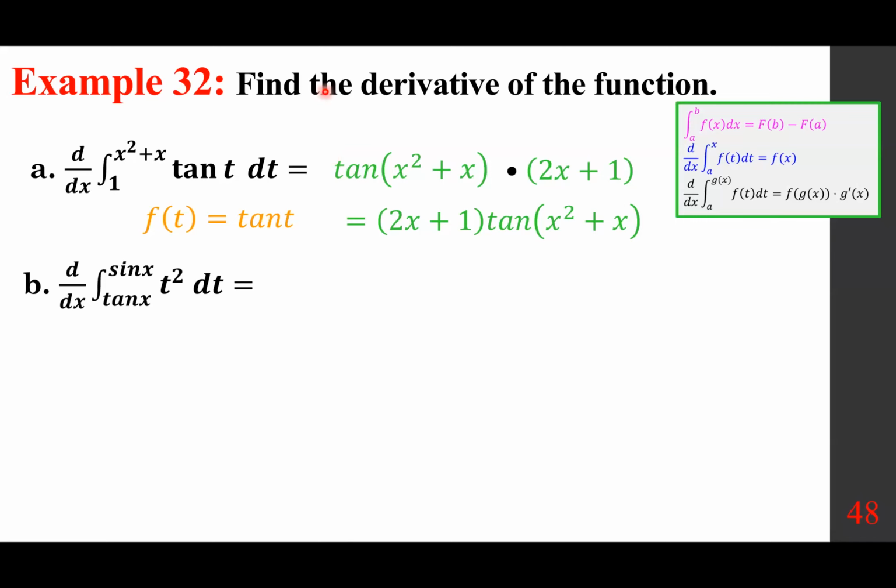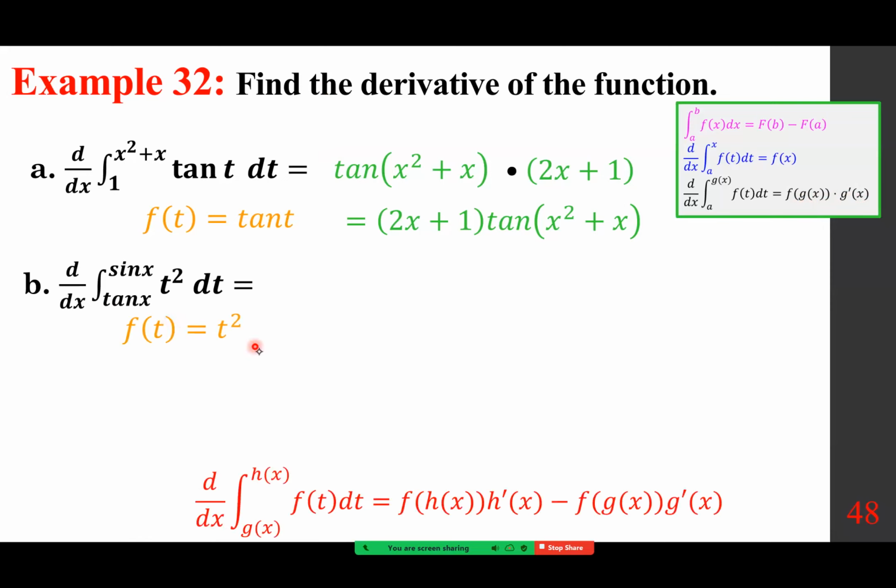Now we have two functions where the lower limit as well as the upper limit are both functions. When the upper limit is a function, we have f of g of x times g prime of x. What happens when the bottom is too, then we expand it in the following manner. First of all, the function is t squared. Then we use this formula. If we are taking the derivative of f of t dt as we go from g to h, then it is f of the top limit times h prime of x minus f of the bottom limit times g prime of x. So let's do this step by step.